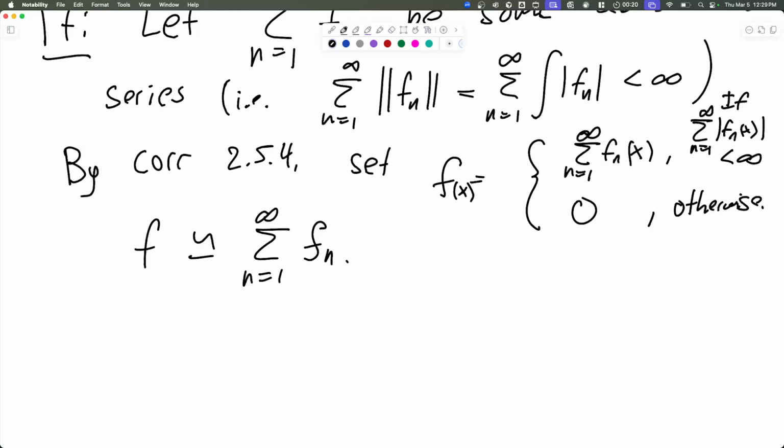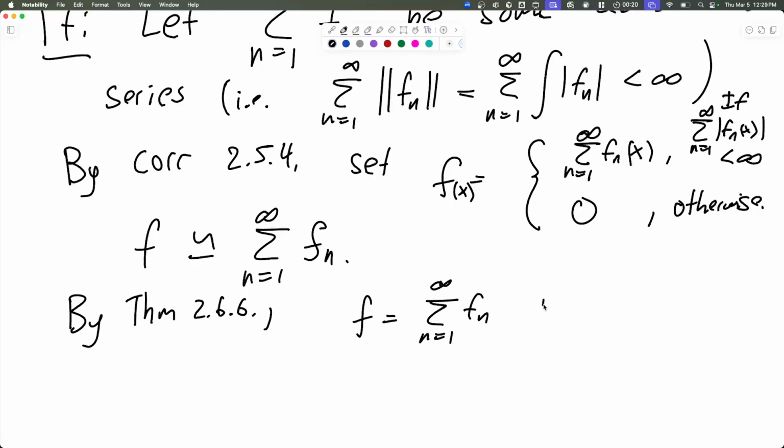Okay, very good. So f is this thing. And the theorem we just proved says, now they converge. By the theorem we just proved, by theorem 2.6.6, that's the one we just proved, f equals the sum of n equals 1 to infinity of fn in L1. And therefore, we have the convergence we want.